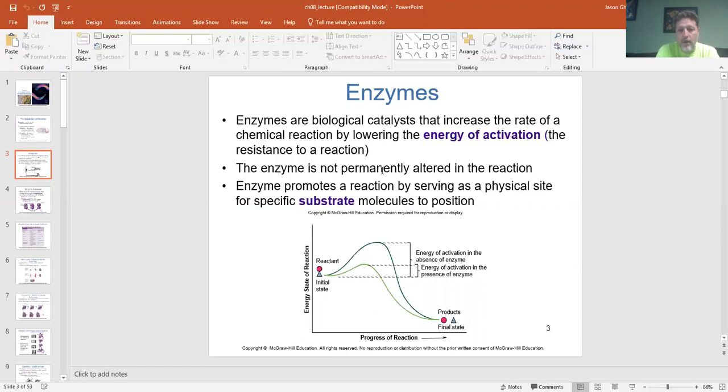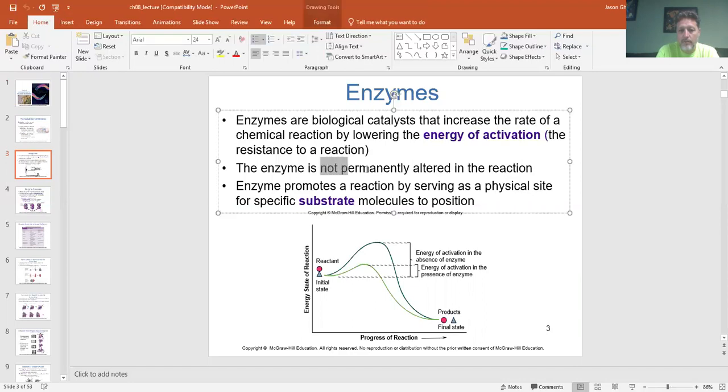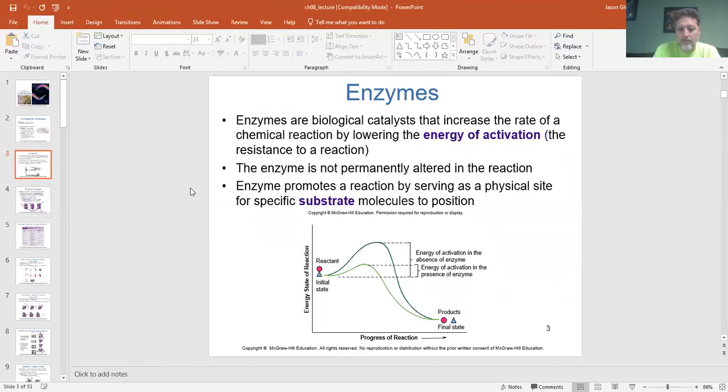These enzymes are not permanently altered. They can change shape a little bit while they're doing the process, but when they're done with it, they come back to the original shape. And they are specific for reactions, for specific substrates. Substrates is what you're going to get out of the reaction.